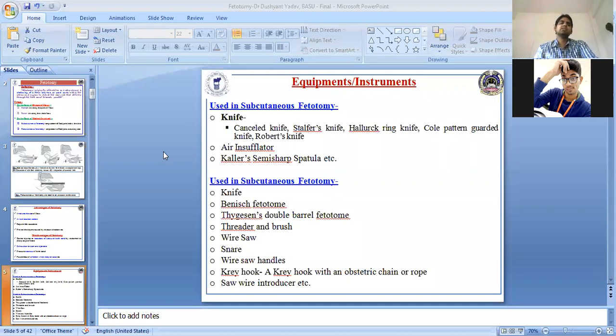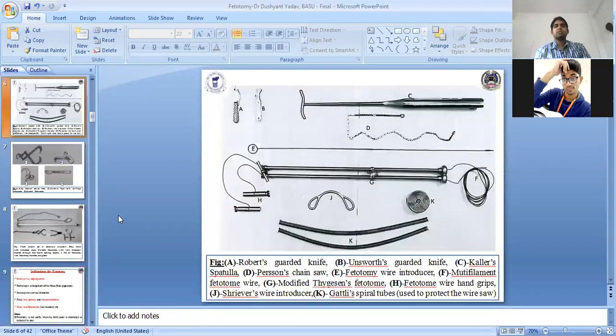And another thing, in subcutaneous fetotomy, sorry, this was written wrong, there is the knife and fetotome, double barrel fetotome, threader, brush, wire saw, so many things. I will show you in the picture. These are some instruments which are used.